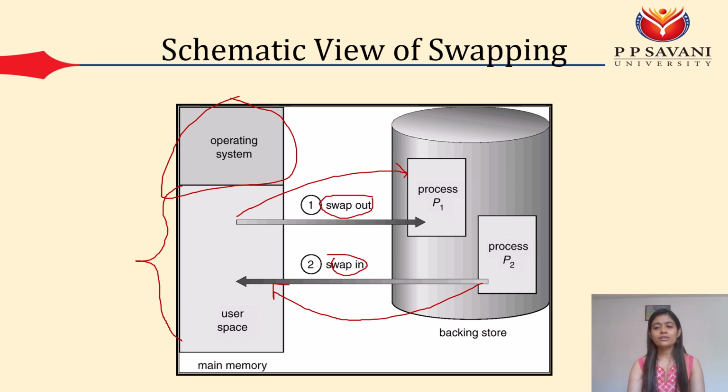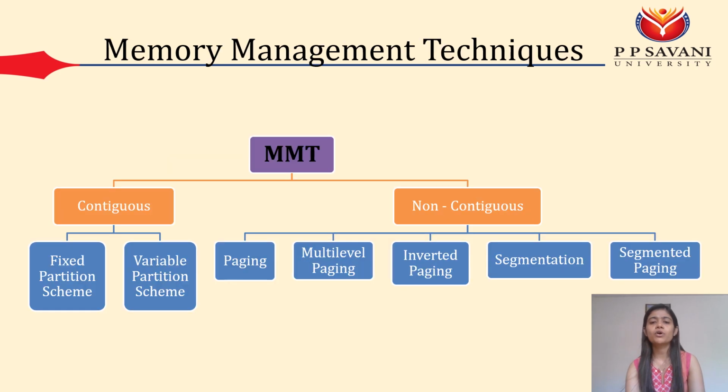So this whole process of swap out and swap in is nothing but swapping. Swapping is important to maintain the multi-programming, or let's say multitasking, functionality of the operating system. After that, we are going to discuss memory management techniques: how we are going to handle memory for process allocation.